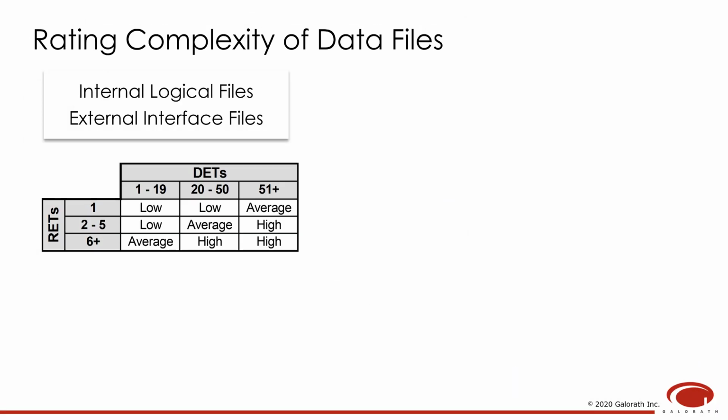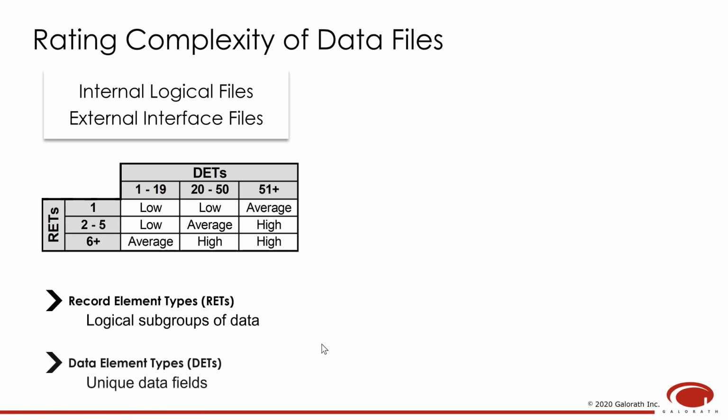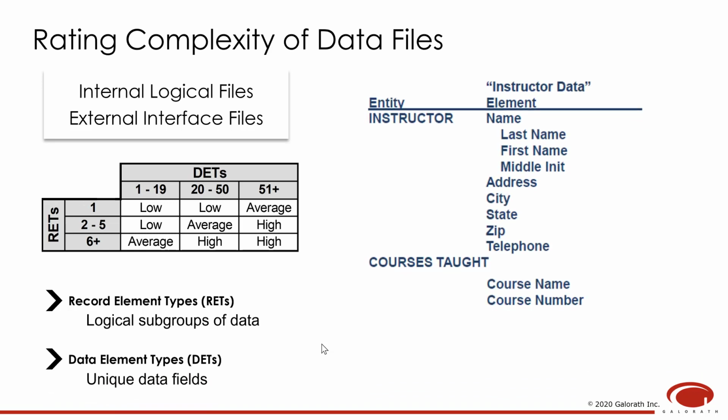Let's now take a look at how we rate complexity for data files. Complexity for data files is determined by two attributes: the number of record element types, or RETs, and the number of data element types, or DETs. Record element types are basically logical subgroups of data within the data file, while data element types are unique data fields within that data file. Let's take a look at an example.